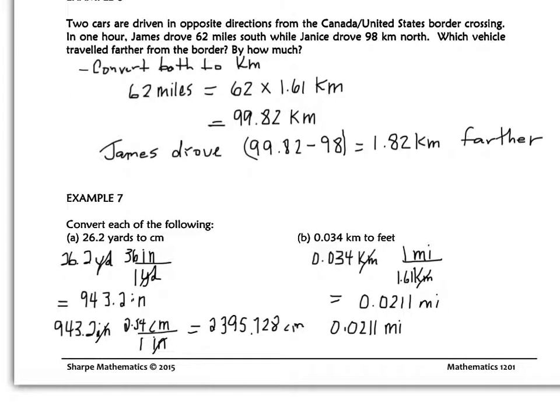So now I can use that conversion factor. Miles go in the bottom, and feet go in the top. And I know that 1 mile is 5,280 feet. Then the miles would cancel, and I'd have to multiply. So 5,280 times the 0.0211 would be approximately 111.4 feet.